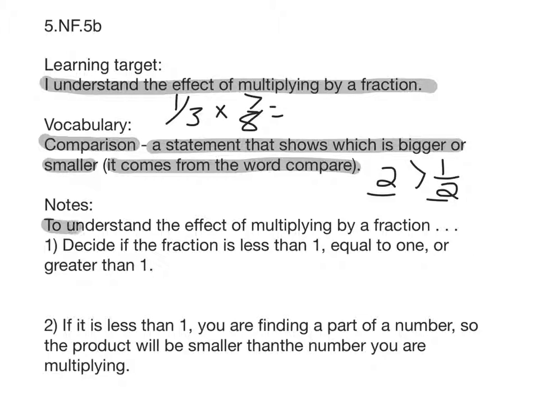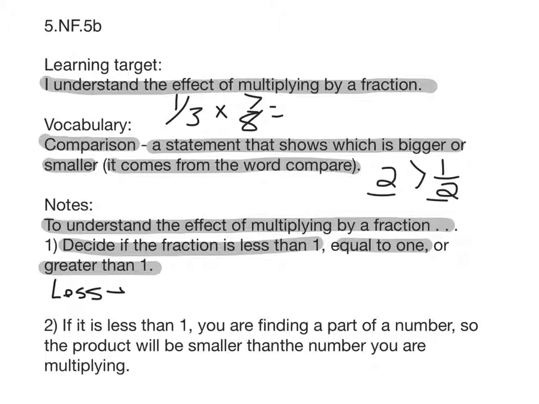Okay, put these notes down. To understand the effect of multiplying by a fraction, first, decide if the fraction is less than 1, equal to 1, or greater than 1. So that means you need to know which fractions are less than 1, which are equal to, and which are greater. Fractions that are less than 1 are where the numerator is smaller than the denominator, like 2/5. That is less than 1. Equal to 1 are fractions where the numerator and denominator are the same, like 3/3. That's equal to 1 whole.